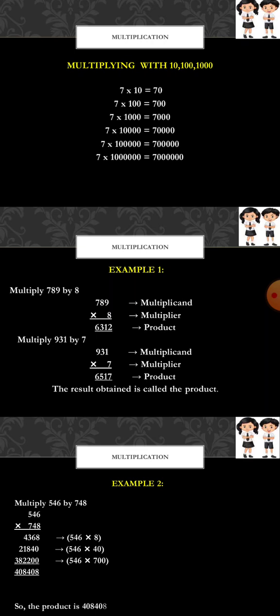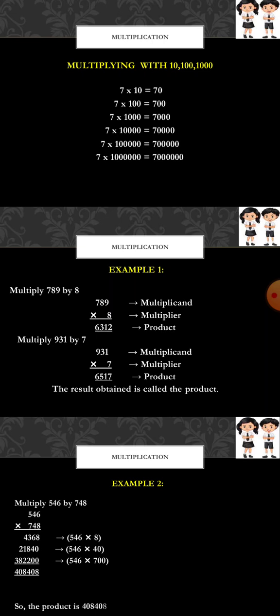Okay, so what you have to do is multiply 7 with 1, that is 7, and put 1 zero at the back. So 70. 7 multiplied by 100. Multiply 7 with 1, write 7 and then put 2 zeros at the back. So you will get 700. 7 into 1000. Multiply 7 with 1, that is 7, and put 3 zeros at the back, that is 7000. Similarly, 7 multiplied by 10,000.